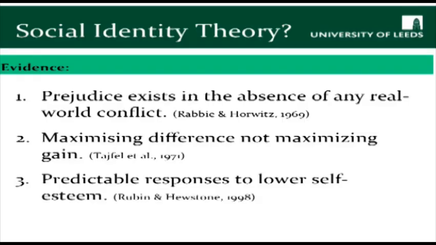They actually will take about £2 less to make sure that the other group is more different from them than it would be otherwise. This shows that what we're doing isn't simply getting the best for ourselves or getting the best for our own group. We're actually trying to make sure there is a difference, a positive difference, between that group and our group. We're maximizing the difference, not the gain. And the third wave of support for social identity theory comes from a number of studies that show the predictable responses to challenge self-esteem, whether it's personal or group-based.